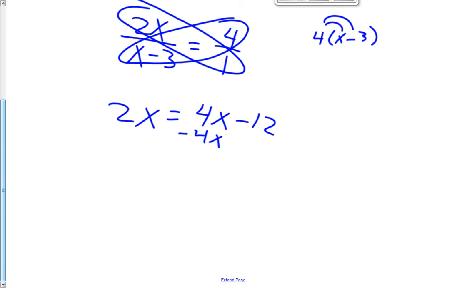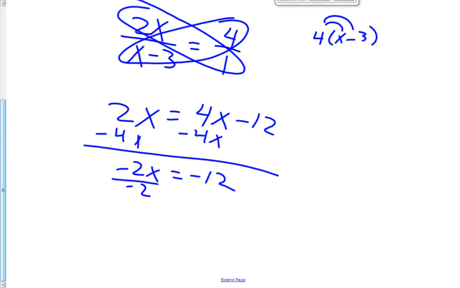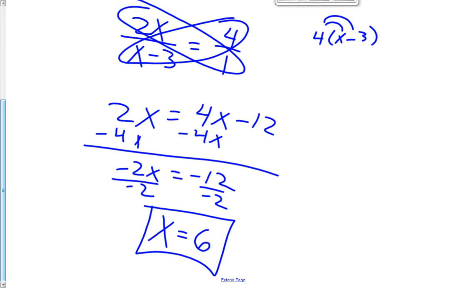Subtract 4x, and we get negative 2x equals negative 12. Divide both sides by negative 2, and x equals a positive 6. There's the answer for problem letter A. Let's try problem letter B. Let's get you more familiar with this.